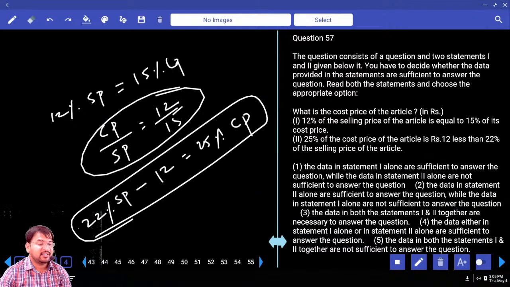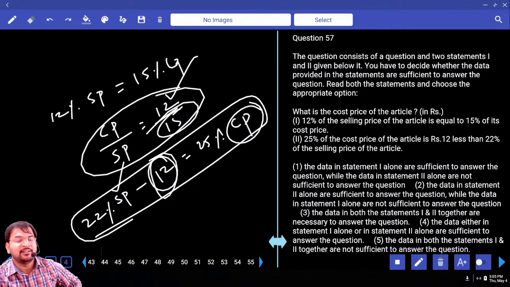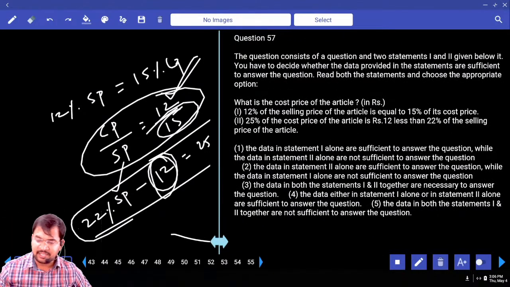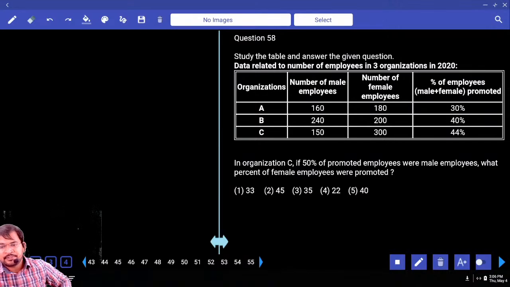But if we combine, SP we know, CP we know, that difference is nothing but 12. 22% of 15 and 25% of 12, the difference is 12. Then we will get the cost price or not? Once we get one part, then we will get 12 parts. Both are required. Which option? Third option. Now check the next question, 58 onwards.